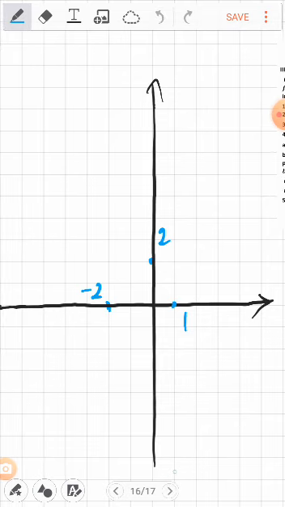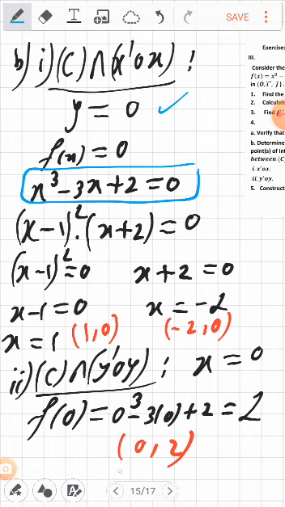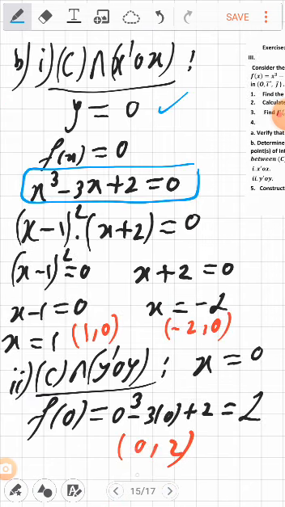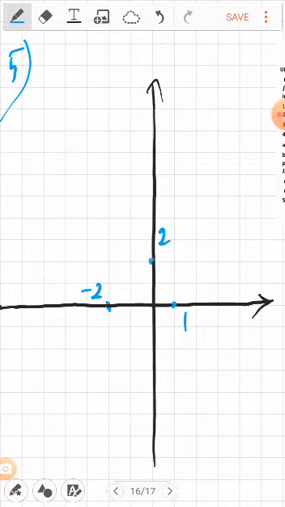Now let us construct part 5. Part 5, let us construct the curve C of the function. We have to locate all the points of intersection between the curve C and the x-axis and the y-axis. 1, 0 is a point of intersection between C and x prime x, and minus 2, 0 is also with x prime x. These are 1, 0 and minus 2, 0. Also 0, 2 is a point of intersection between C and y prime y. This is 0, 2. Okay.